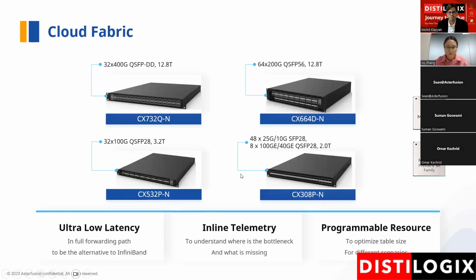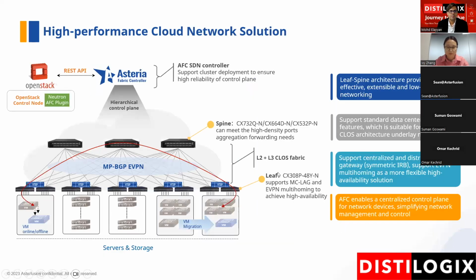Actually, both spine and leaf. We can see in this topology, we recommend to use CX3N to act the role as a leaf, and like 532 as a spine, or we can use 532 to build an entire spine leaf architecture with just one model. Okay, great. Because both have really huge switching capacity and low latency. So yeah, they fit both spine and leaf designs.